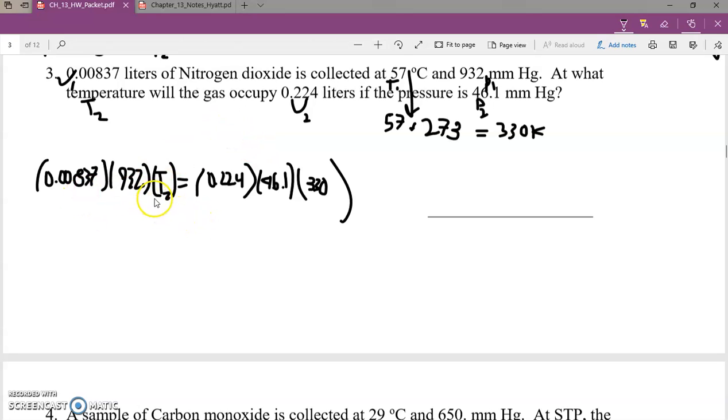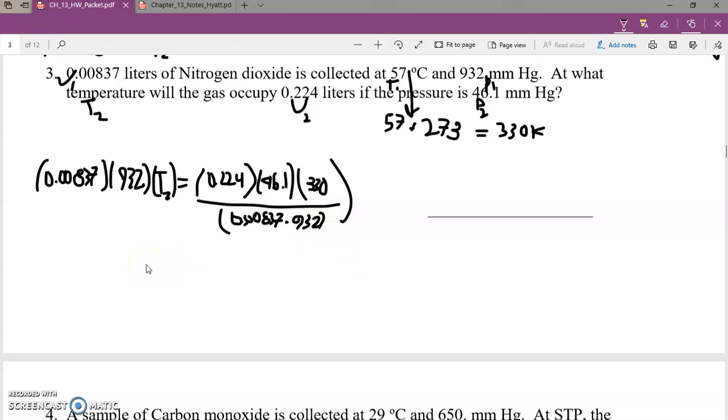All we have to do is get T2 on its own side. So we divide these two over here, and it should look like 0.224 times 46.1 times 330 divided by 0.00837 times 932.